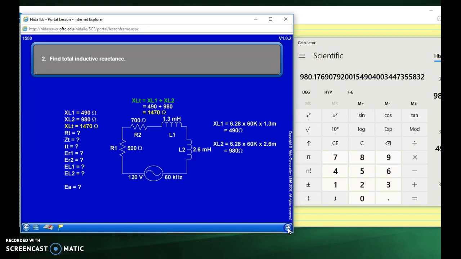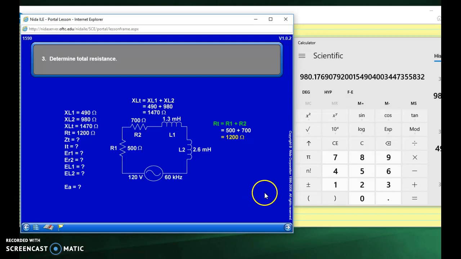So now we've got to calculate XLT. Step 1 was getting the individual X of L's. Step 2 is getting total X of LT. Now we can just add those together, and that's what they did. We got 1470. So 490 plus 980 gives us 1470 ohms. So now we've got to get our total R. Now our total is going to be a little easier. We just add the 500 and the 700, and we get 1200. So much easier there to calculate. If there had only been one, our total would be that value.